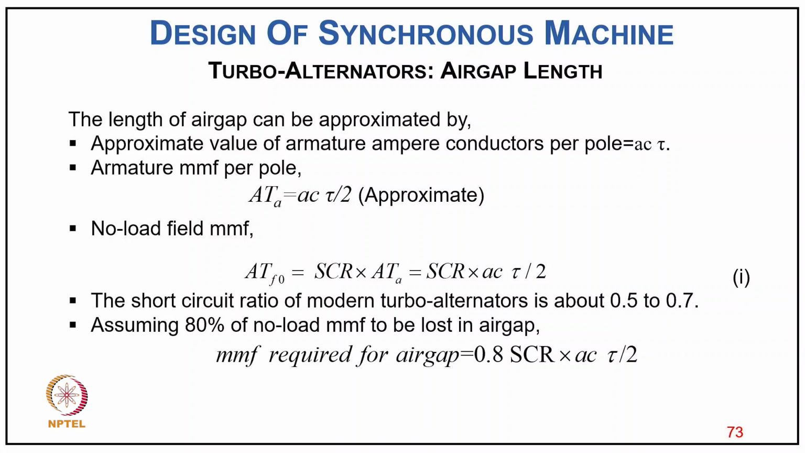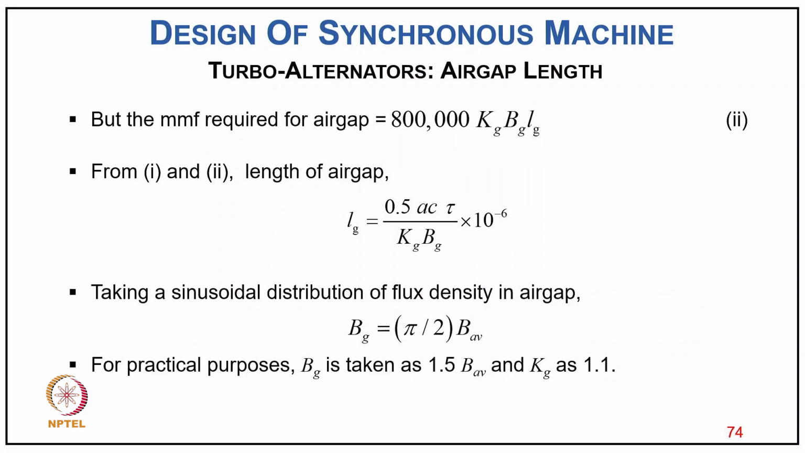The length of air gap can be approximated by the approximate value of the armature MMF conductor per pole, that is AC into tau, and armature MMF per pole AT equals AC tau by 2 approximately, and no load MMF is ATf0 equal to SCR into ATa, that is SCR into AC tau by 2. The short circuit ratio of a modern turbo generator is about 0.5 to 0.7. Assuming 80% of the no load MMF is lost in the air gap, the MMF required for the air gap is 0.8 into SCR into AC into tau by 2. But the MMF required for the air gap is 800,000 Kg Bg lg.